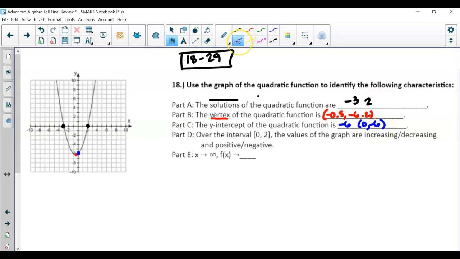And then over the interval 0 to 2, right? That's your x values. So from 0 to 2, we're looking at this portion of the graph. Notice those values, read left to right, are increasing and below, in the negative. So those values for f of x are negative. Then our end behavior, as we're going to the right, as x approaches infinity, our graph is going up. The f of x values are approaching infinity.